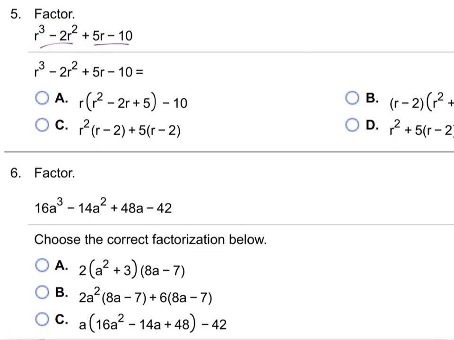We're doing a 2-2. Okay, so what do I do with those first two? Do GCF. What's the GCF for those first two? R squared leaves R minus 2. What about these back two? 5 R minus 2.